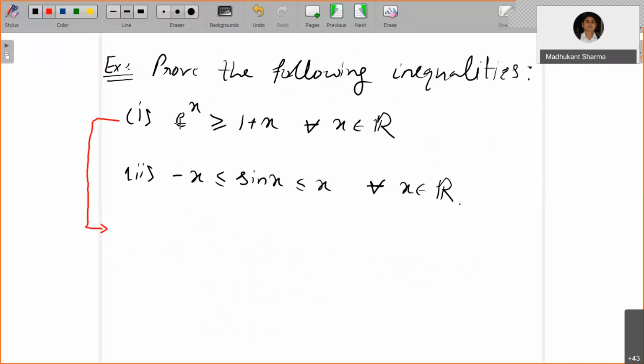So you want to show that e to the power x is greater than or equal to 1 plus x for every x in R. For x equals 0, equality holds, right? E to the power 0 is 1, and the right hand side, 1 plus x, is equal to 1 plus 0, that is equal to 1. So equality holds here.